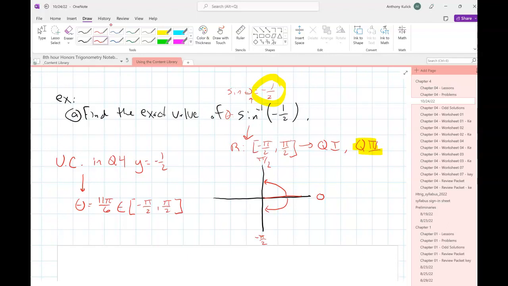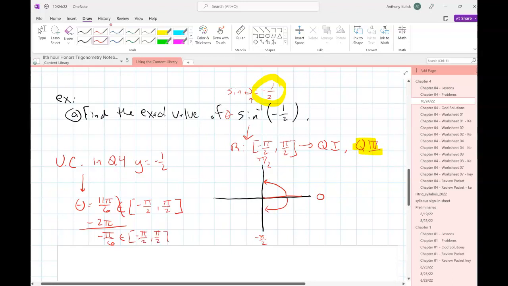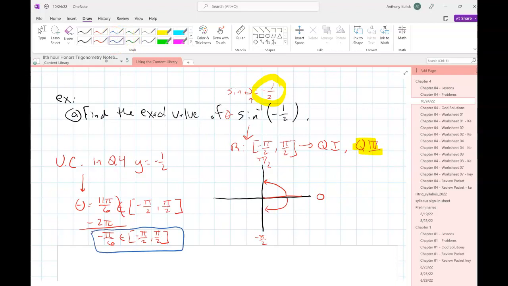Is 11 pi over 6 too big or too small? Too big. So should we be adding 2 pi or subtracting 2 pi? Subtracting 2 pi. When we do that, we get negative pi over 6. And that, my friends, is the correct answer.